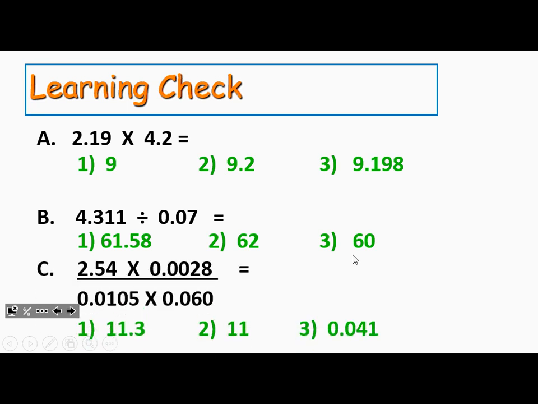Letter C here. 3 sig figs. 2 sig figs. How much must my answer have? 2 sig figs. Is this 2 sig figs? Yes. Is this 2 sig figs? Yes. I better do the math here. Somebody plug those in on their calculator, and let's do the math and see which one is correct. I've got 2 possible answers that could be correct.